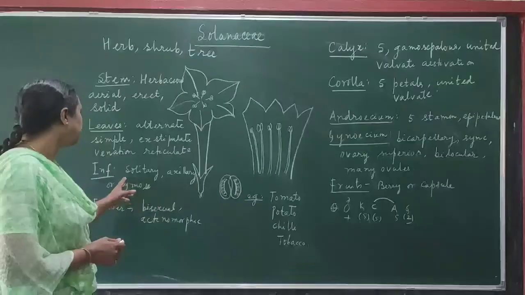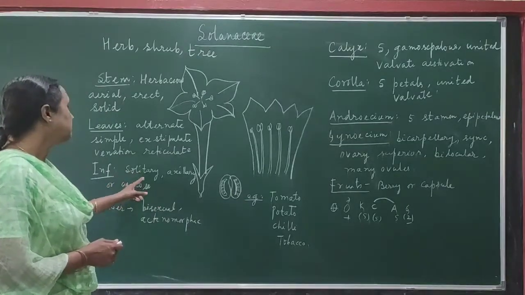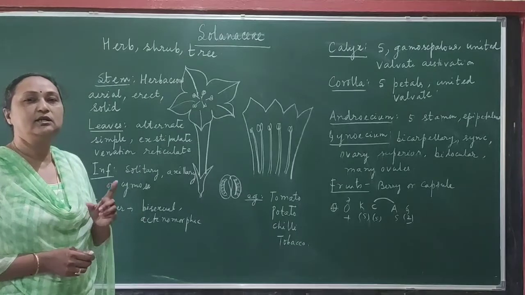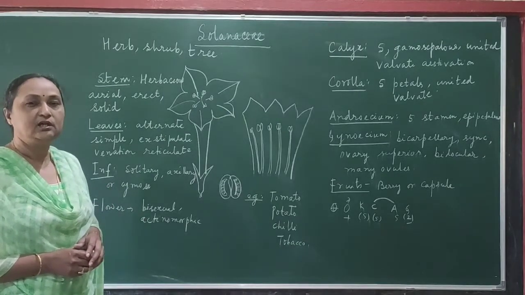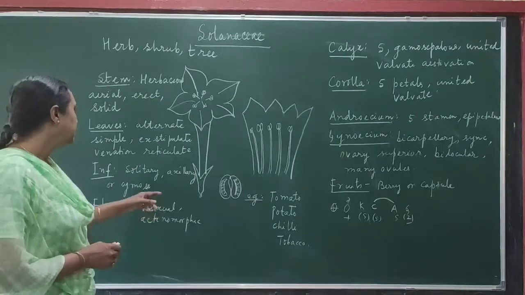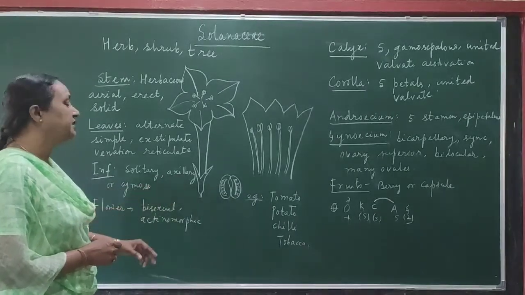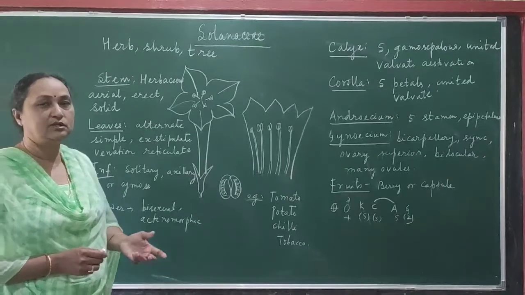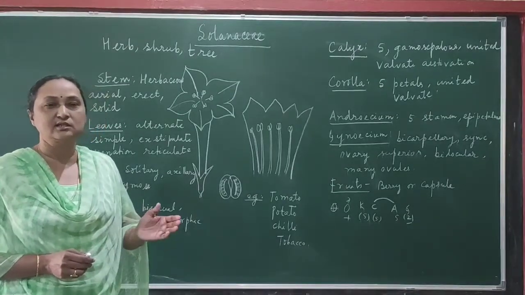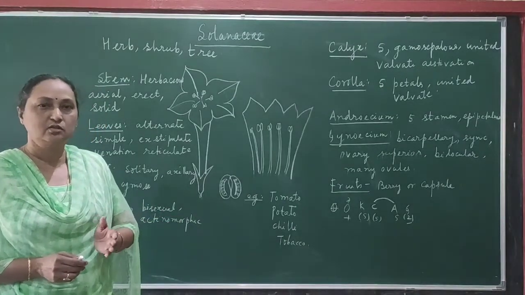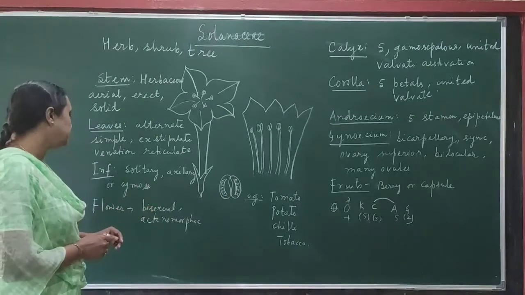Then inflorescence, solitary. Solitary means a single flower, which develops in the axil of the stem. Axillary means it develops in the axil, or it may be cymose. You know there are two types of inflorescence, one is racemose, another is cymose. So it can be cymose also.